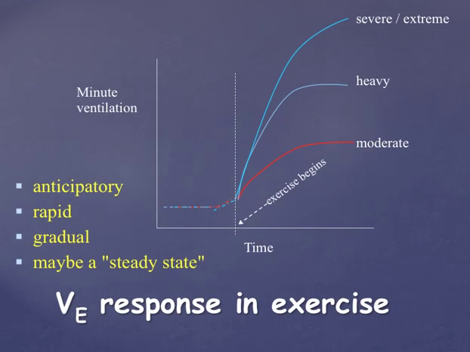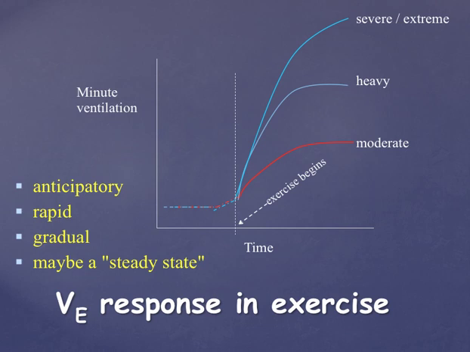In exercise, we see an increase in ventilation. We just saw that on the previous slide. We have to exchange air faster each minute because we're trying to extract more oxygen and get rid of more carbon dioxide. I'm showing here 3 responses, one to moderate intensity exercise, one to heavy, one to severe or extreme.